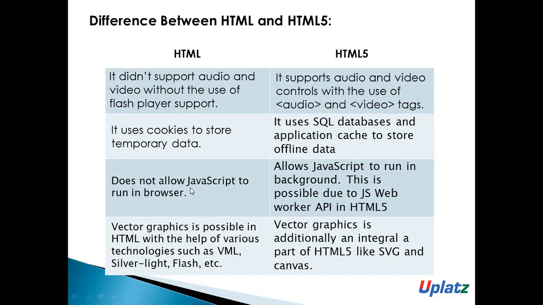So HTML does not allow JavaScript to run in the browser, whereas in HTML5 JavaScript runs in the background, so that you can work with the APIs in HTML and make dynamic web pages with the help of those APIs. Vector graphics is possible in HTML with the help of various technologies like VML, Silverlight, Flash, etc. In addition, as a part of HTML5, we have SVG and Canvas for vector graphics.